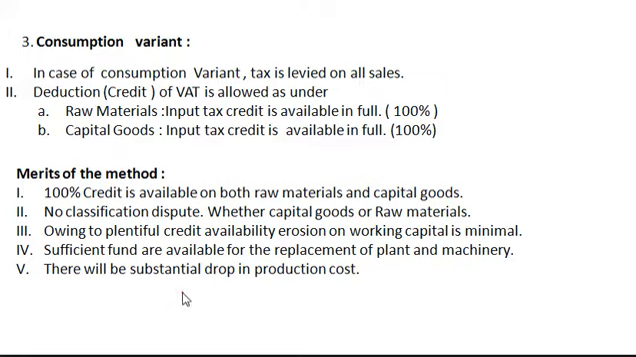Okay, and next, sufficient fund will be available for the replacement of plant and machinery, because we have benefit of 100% credit of tax paid on capital goods. And last point of merit, there will be substantial drop in production cost due to credit availability. The product cost will decrease. Okay, so these are the merits of the method consumption variant. Like this, we have three variants of VAT. First is a gross product variant, second is an income variant, and third is a consumption variant.